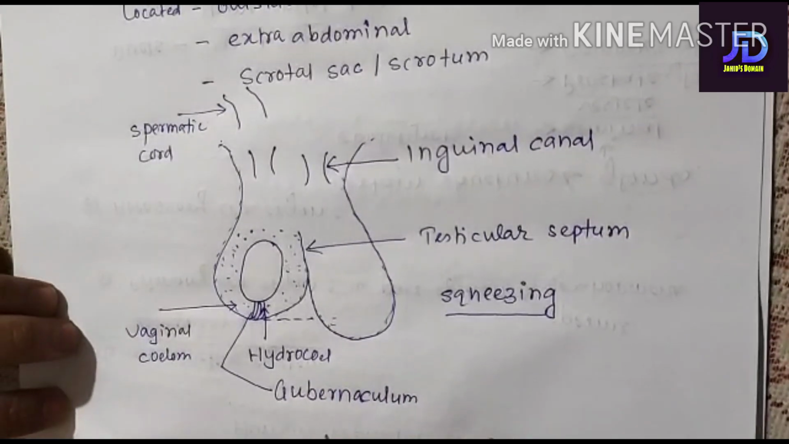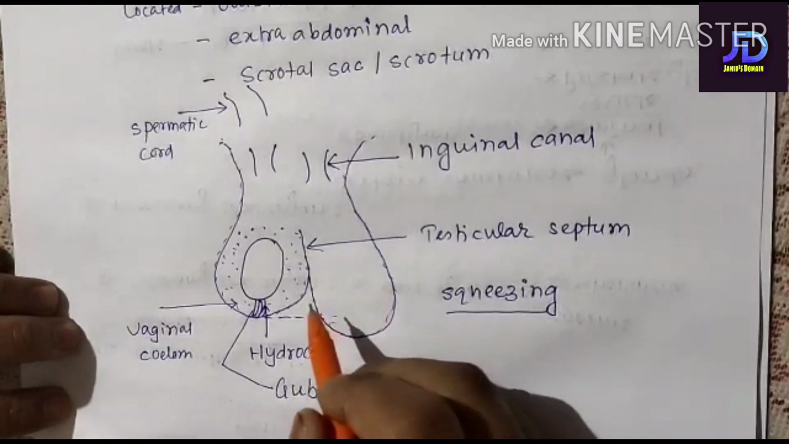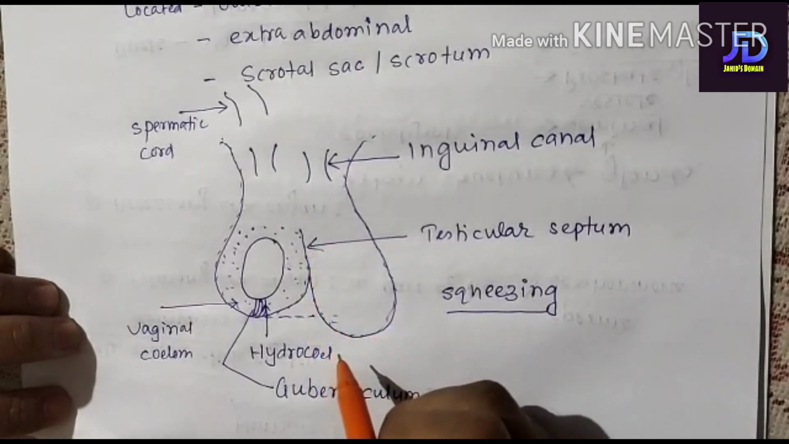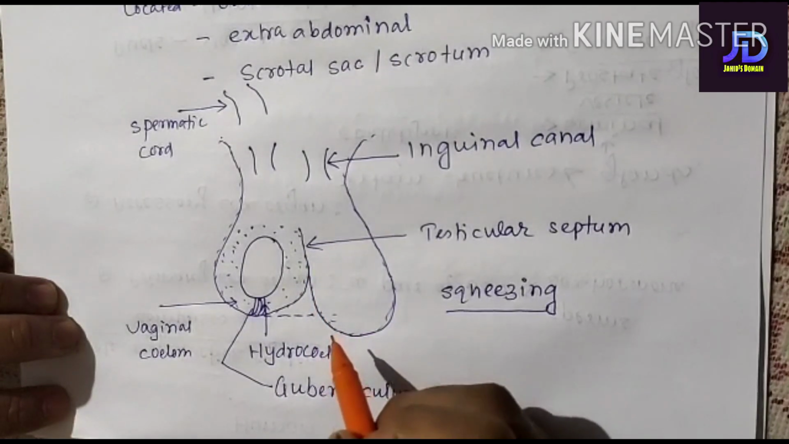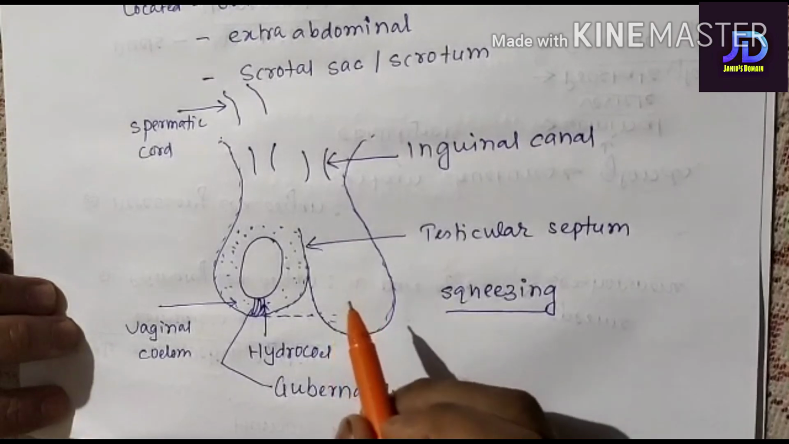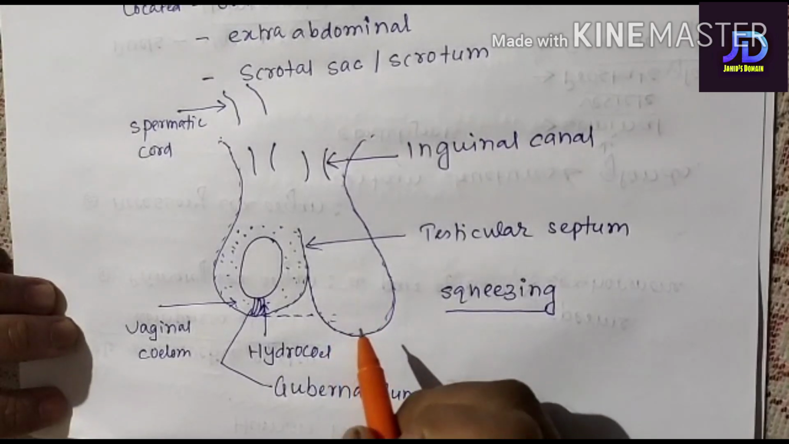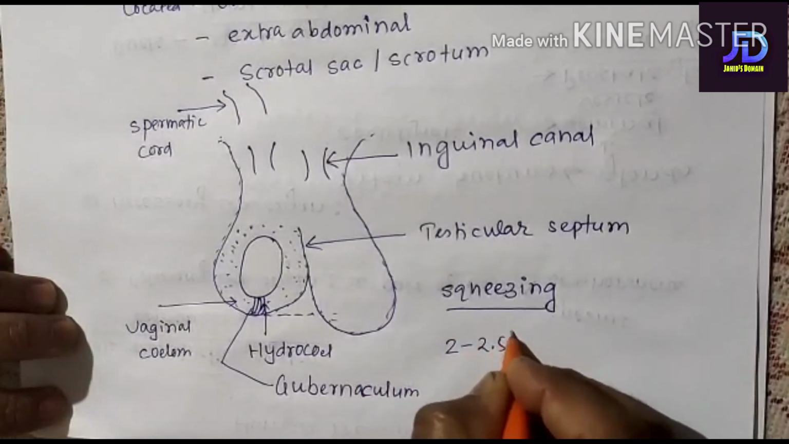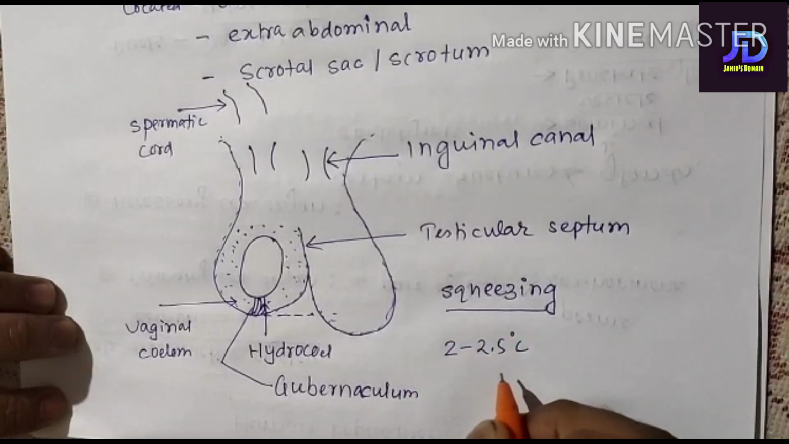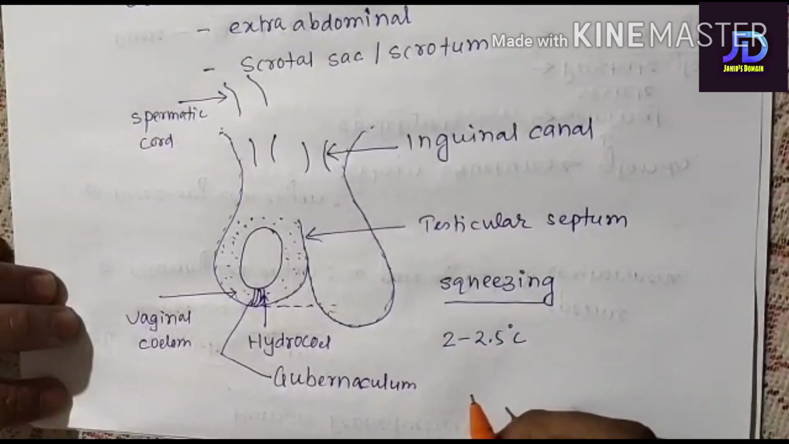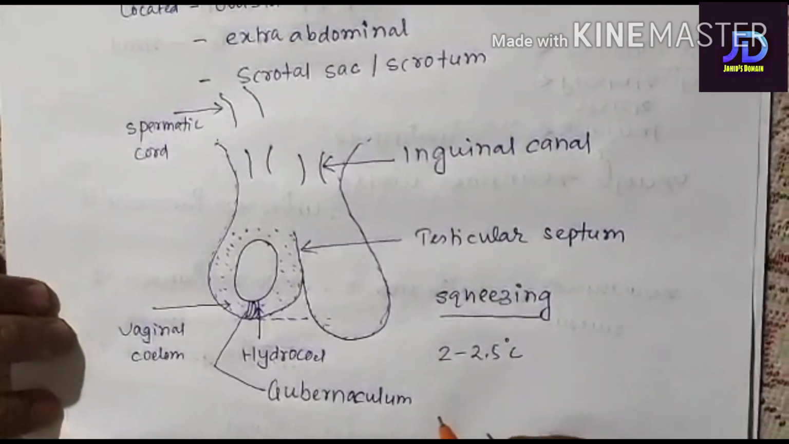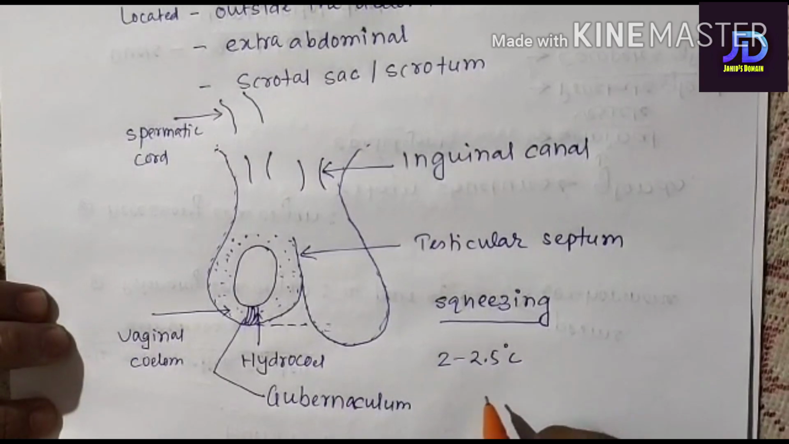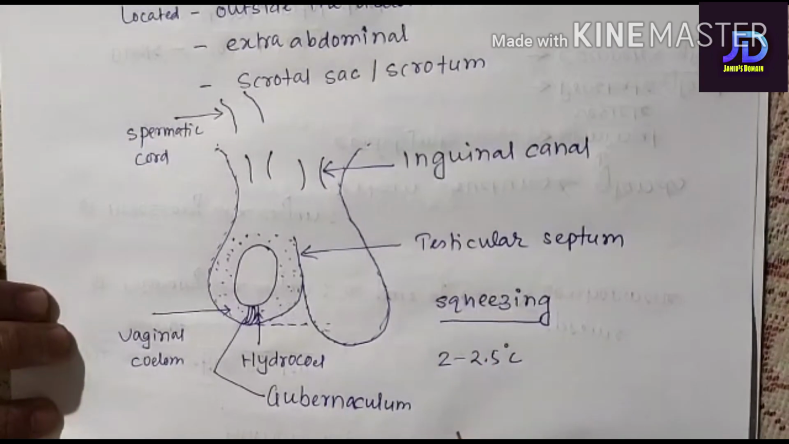Now, the question arises: why are the testes extra-abdominal? Testes are extra-abdominal because for the formation of sperms, the spermatogenesis process, the temperature requirement is 2 to 2.5 degrees centigrade lower than that of the body temperature.